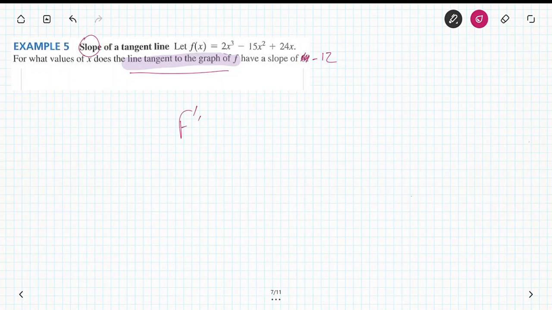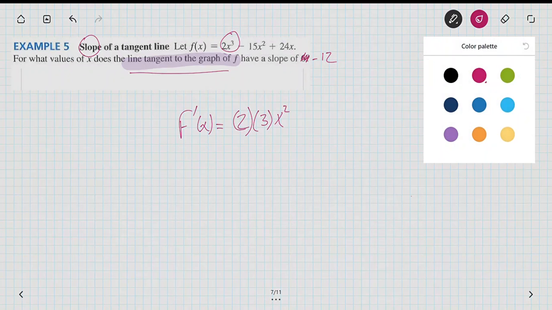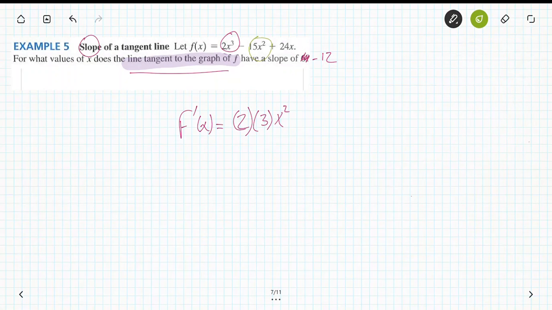So f prime of x, and I'm not going to be using the formal definition anymore, so just keep an eye out for that. I'm going to take the derivative of that first term. My first thing to do is to leave the constant outside, then grab that exponent 3, put it at the front, and subtract 1 from that original exponent, so that is going to be 2. Let me use another color for that 15: leave the 15 outside, put the 2 out front, and then subtract 1 from the exponent, so that's going to be 1.